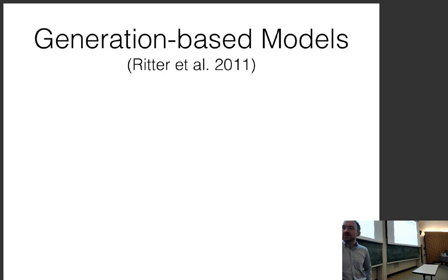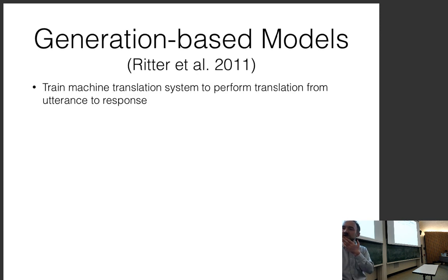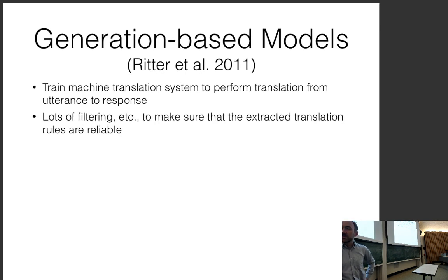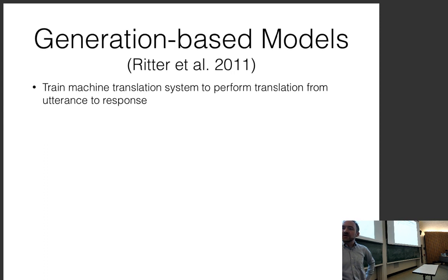So I'll first start talking about generation-based models. And generation-based models actually started out maybe around 2011. The way people created them was training machine translation systems to perform translation from utterance to response. Like we talked about sequence-to-sequence models in machine translation before. So the basic idea was that you just feed this into an MT system, and the MT system kind of works. However, it's not so simple.